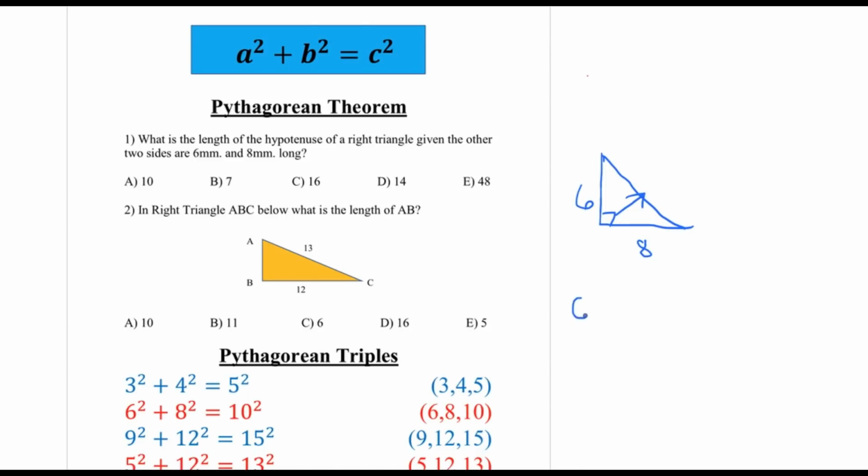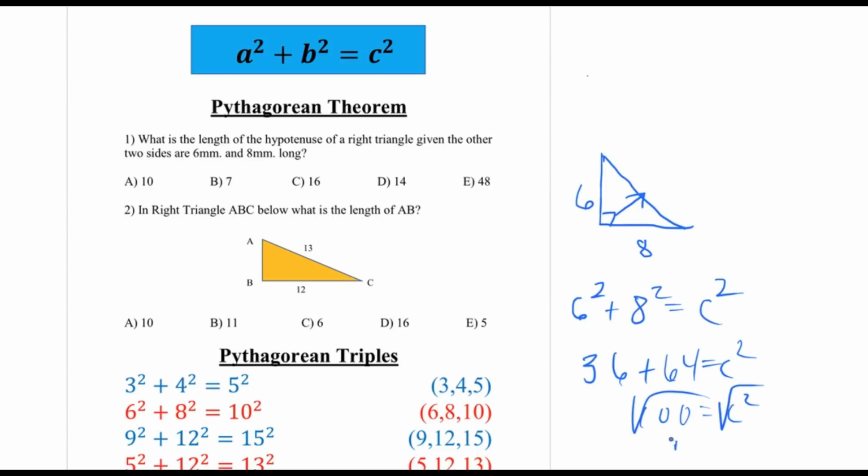So let's go 6 squared plus 8 squared equals C squared. 36 plus 64 equals C squared. 100 equals C squared. Take the square root of both sides. C equals 10. Answer choice A.